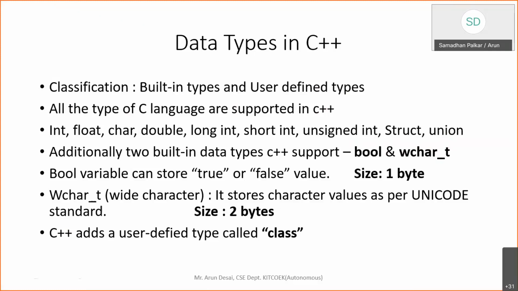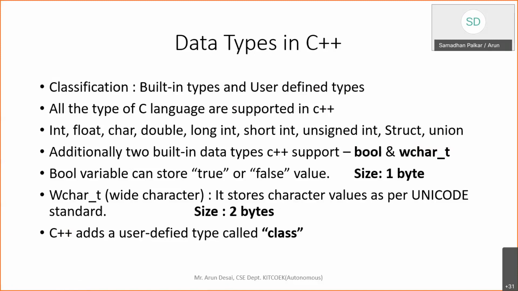and wchar_t is a wide character. In C, if you are using character type, then the size of that is 1 byte, whereas in C++, wchar_t, that is wide character, actually stores 2 bytes. So why is this wchar_t used? This is with some standard. For the Unicode standard, they introduced wchar_t in C++, right? So this is about built-in data types.